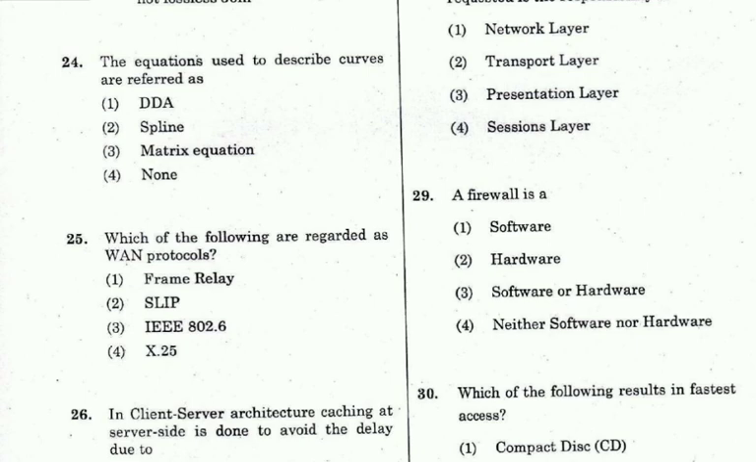Which of the following are regarded as WAN protocols? Frame relay, SLIP, IEEE 802.6, X.25. WAN protocols include frame relay, which is used for packet switching networks, and SLIP, serial line internet protocol, outdated but used for point-to-point IP connections, and IEEE 802.6, a Metropolitan Area Network standard, used in WANs, and X.25, a wide area networking protocol for packet switching networks. So the correct answer is all of the above.